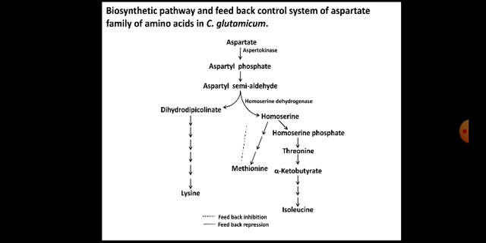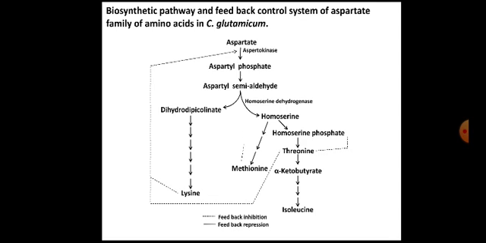Homoserine has an independent control over the homoserine dehydrogenase enzyme. Threonine has independent control over the homoserine dehydrogenase enzyme. Whereas one more control is existing here, that is threonine and lysine. They have a concerted feedback control over aspartokinase, like this. So threonine plus lysine: aspartokinase is sensitive to the combined action of threonine and lysine.